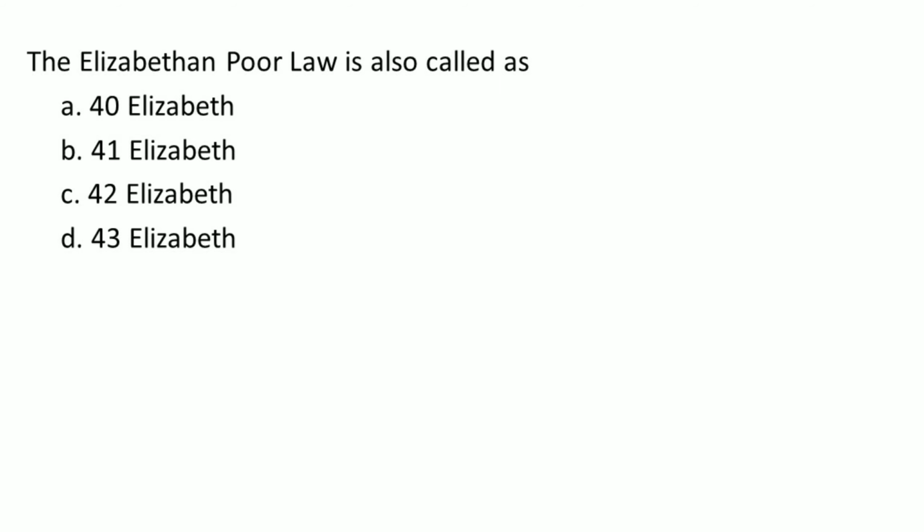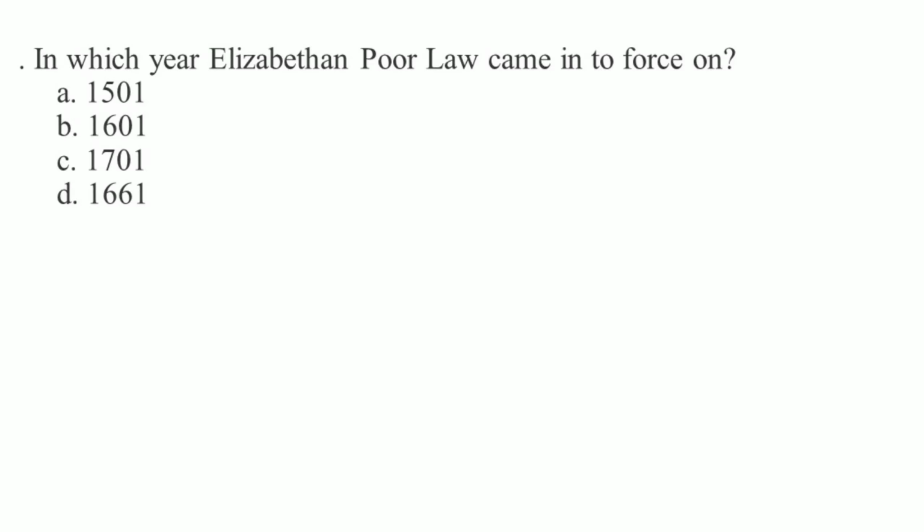Next one, the Elizabethan Poor Law is also called as option A, 40 Elizabeth, option B, 41 Elizabeth, option C, 42 Elizabeth, and option D, 43 Elizabeth. Right answer, option D, 43 Elizabeth. So the Elizabethan Poor Law is also called 43 Elizabeth. Next one, in which year did the Elizabethan Poor Law come into force? Option A, 1501. Option B, 1601. Option C, 1701. And option D, 1661. Right answer, 1601. So the Elizabethan Poor Law came into force in 1601.